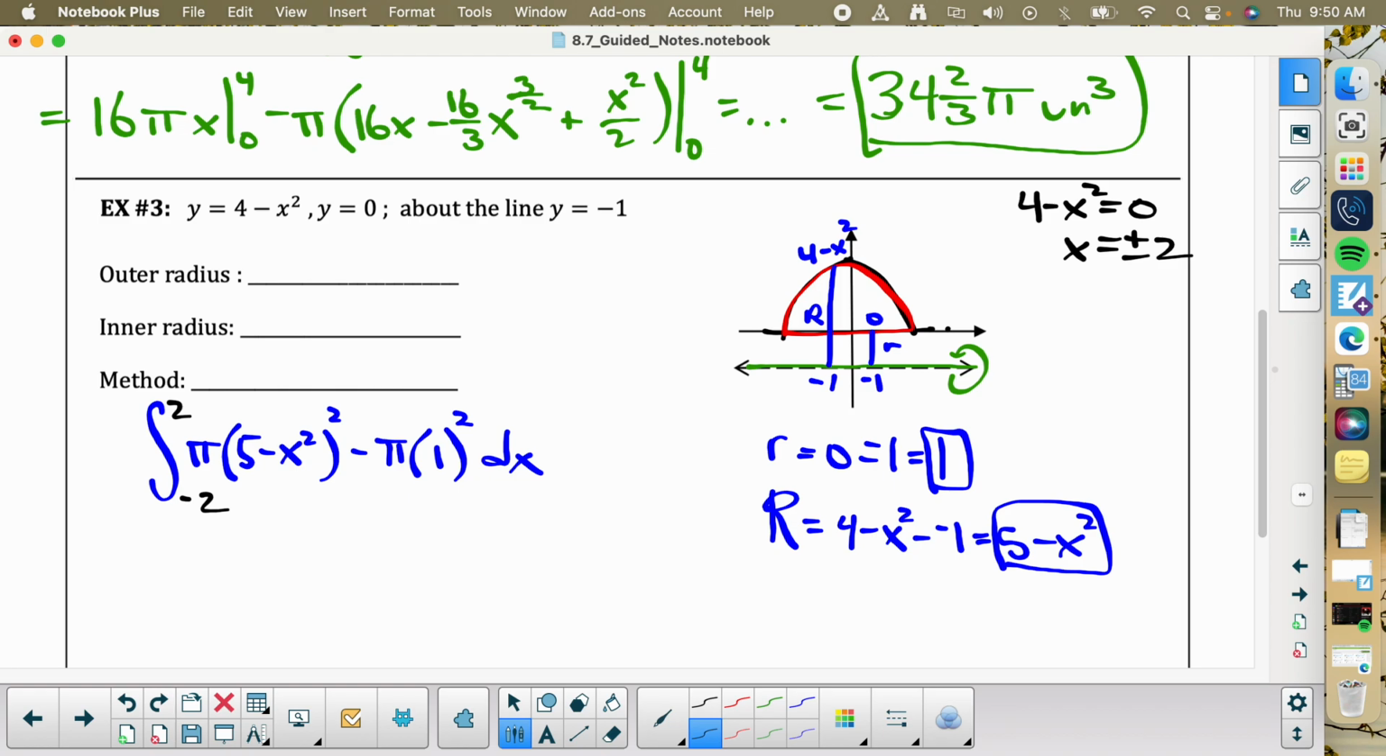So for area, you have the choice and the freedom to do whichever direction you want. But when you're doing volume, the way that the problem is set up dictates which way it has to be integrated.